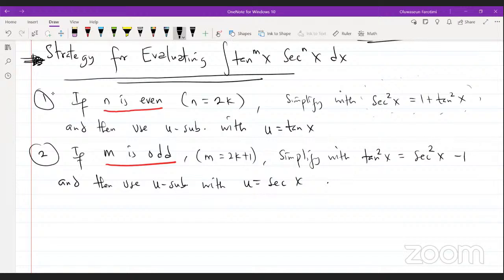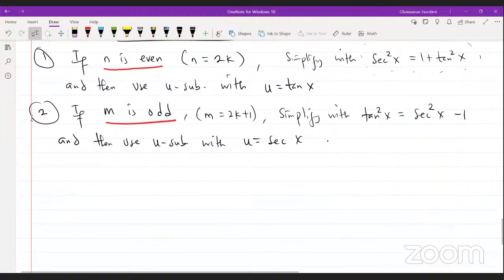Okay, so let's pick an example. Let's do an example and let's see how we apply some of these principles. Okay, let me scroll down a little bit. Okay, suppose we have a case where both m and n are even. This is secant to the fourth x. So in this case, my m is 6, my n is 4, right? Both of them are even.